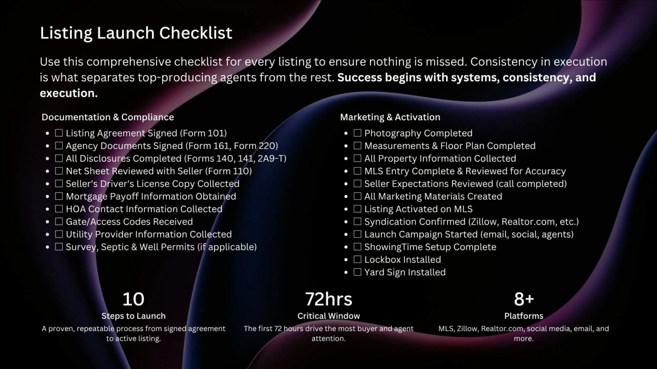Listing Launch Checklist. Before going active, use this checklist to ensure every step of the listing process has been completed. Confirm that the listing agreement has been signed. Verify that all agency documents have been signed. Make sure all required disclosures have been completed. Review the seller net sheet.